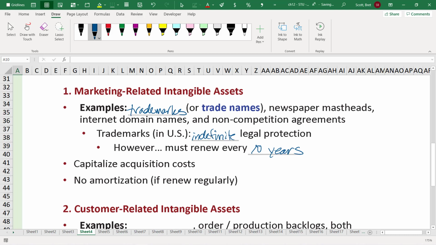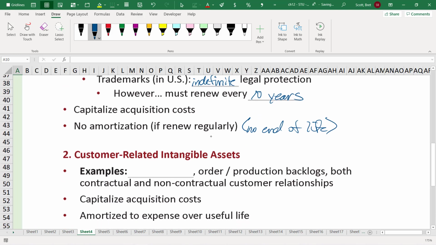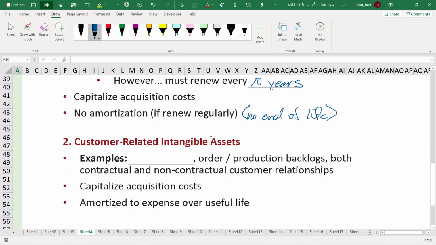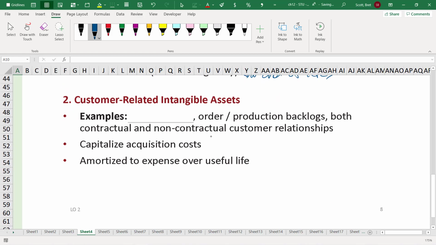You capitalize the acquisition cost. There's no amortization if you renew regularly. Why is there no amortization? Because there's no end of life. This will not die unless we tell it to. Once it dies, then we go ahead and just expense it all and say, oops, forgot to renew, expense the whole thing.